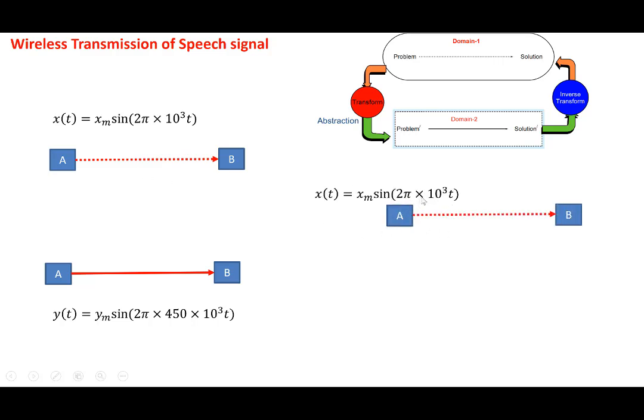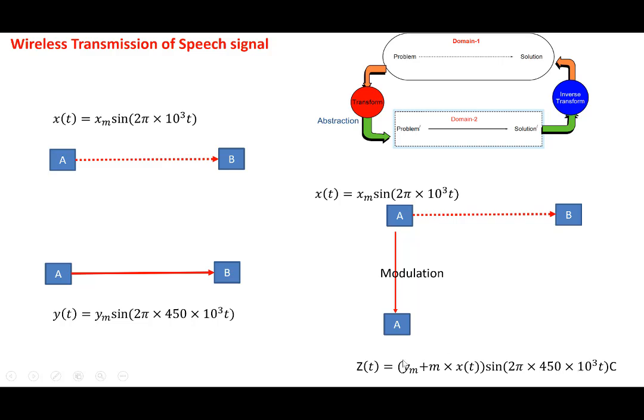We take our speech signal, the sinusoid sin(2π × 10^3 t), and we use the concept of modulation. We take the amplitude of a high frequency signal, which is easy to transmit wirelessly, and modulate it. The normal amplitude is Ym, but we modulate the amplitude with this speech signal. In effect, we are making this signal ride on top of the high frequency signal.